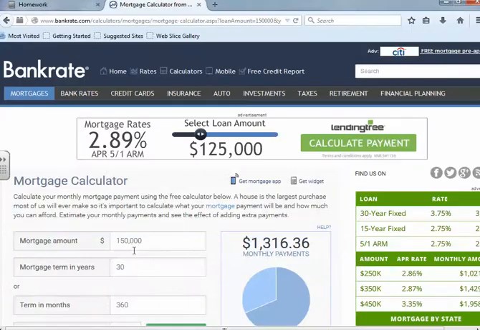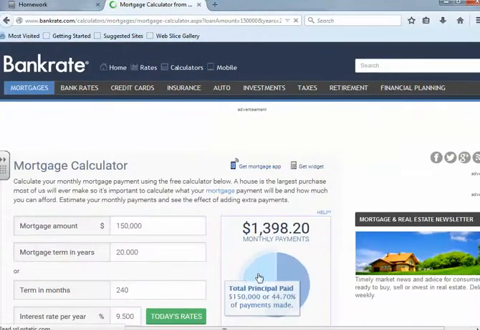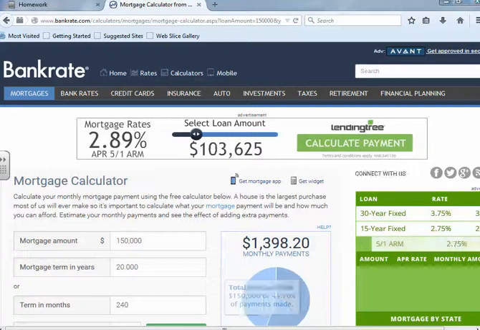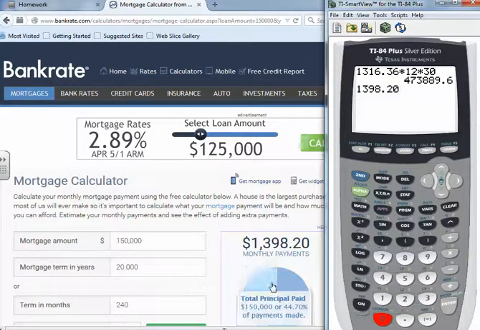So we'll go to bankrate.com, 150,000, that's right. Now we're going to do 20 years. And the rate is what? 9.5, right? 9.5 according to my problem. Go ahead and hit calculate. And the monthly payment is $1,398.20.